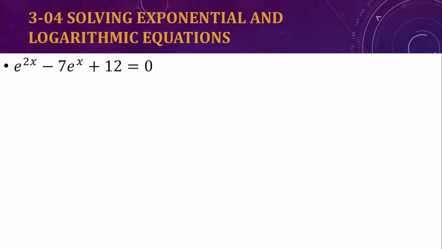All right, let's try solving this one. This one looks more complicated. Oh, but maybe if we rewrote it as e to the x squared minus 7e to the x plus 12, we would notice that it's like a quadratic, where we have it squared in the first term. So since it's 3 terms, we might be able to solve by factoring.